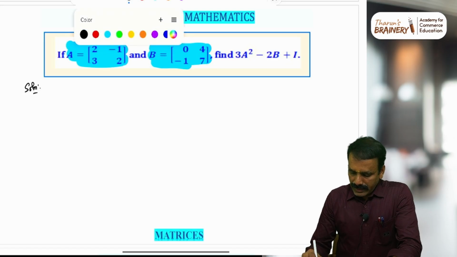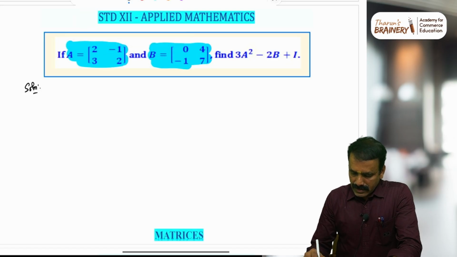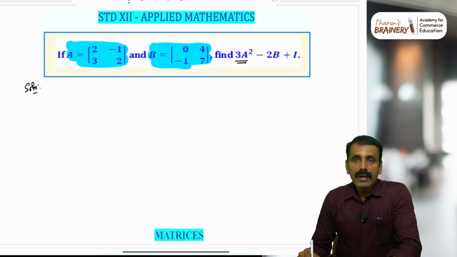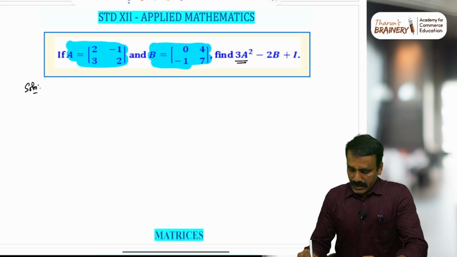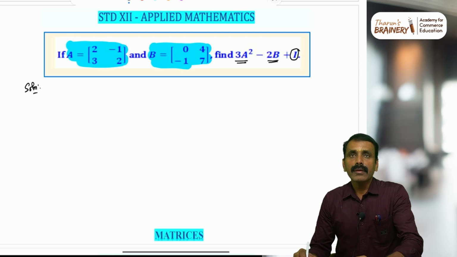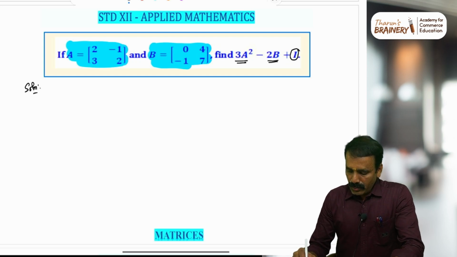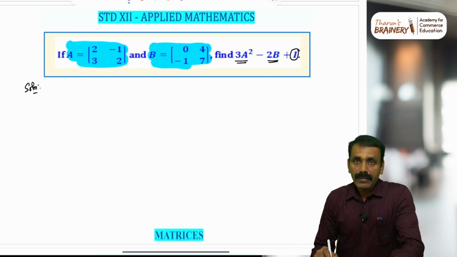So here we are going to find 3A square. Okay, in the previous class itself we studied how to find A square, and scalar multiplication of matrix, and we are going to perform subtraction and plus I. Now tell me what will be the order of I? Order of I will be 2 by 2 because we are dealing only with 2 by 2 matrices. So we are going to start.